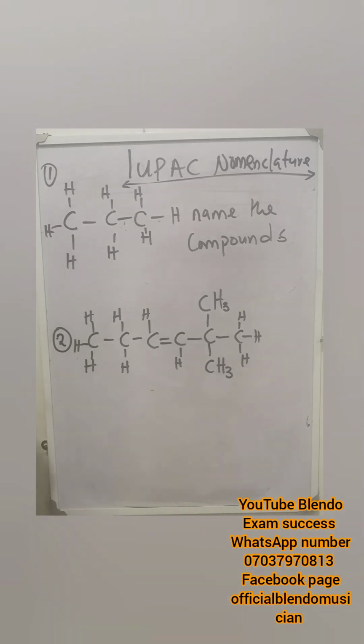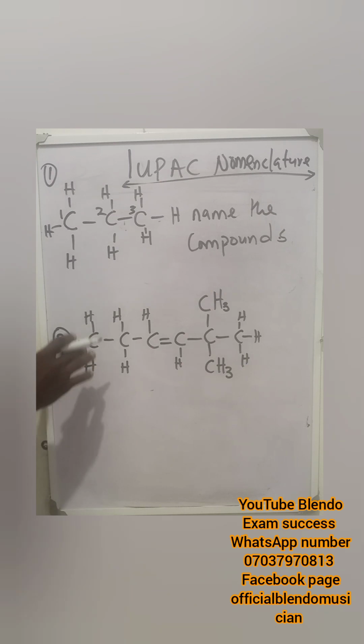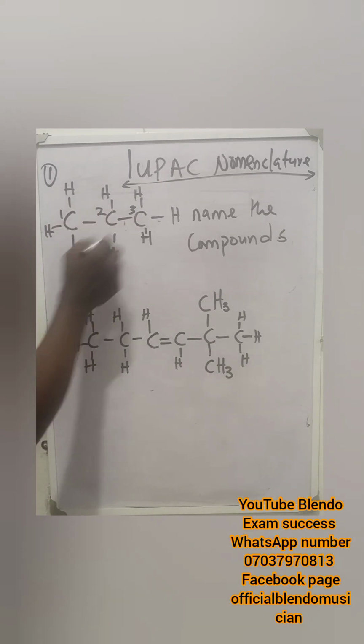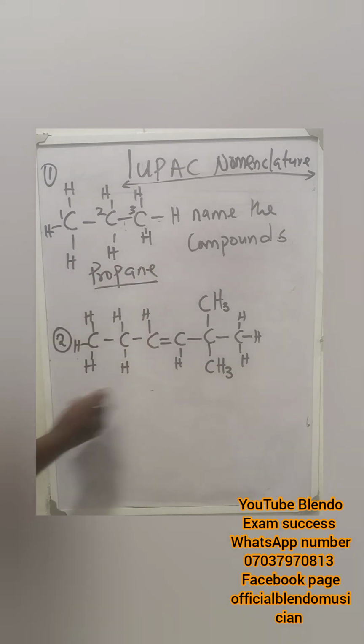IUPAC nomenclature. In order to name organic compounds, there are rules that are followed. The first is to name the longest chain. The longest chain is the parent name. So here we have propane because we have 3 carbon atoms.